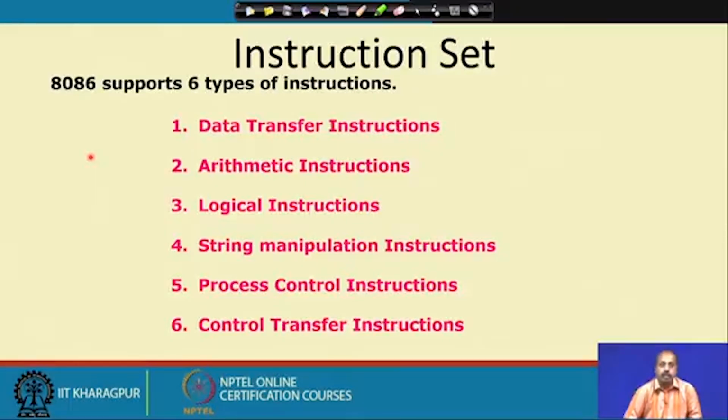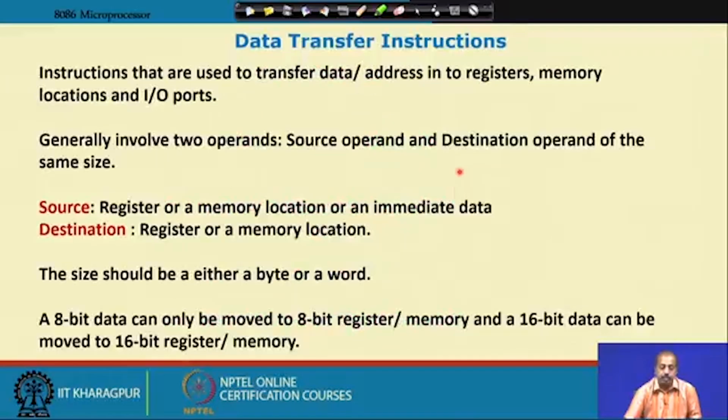transfer instructions. Some of them are common to us, they are well known to us, like data transfer, arithmetic, logical, etc. Whereas string manipulation instructions are something new, and process control instructions. So, there will be some instructions which are new to us, and some control transfer instructions will also be different types of branches, calls, etc. So, they are processor specific. So, we will see that.